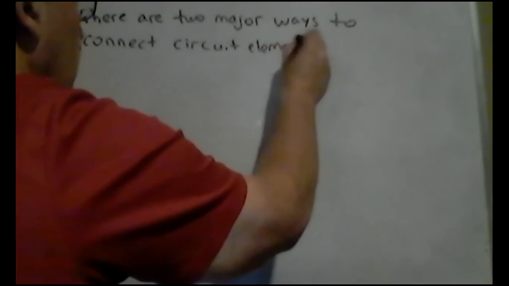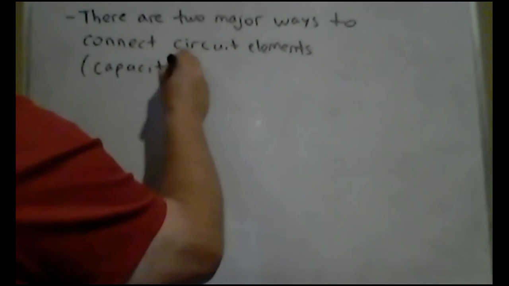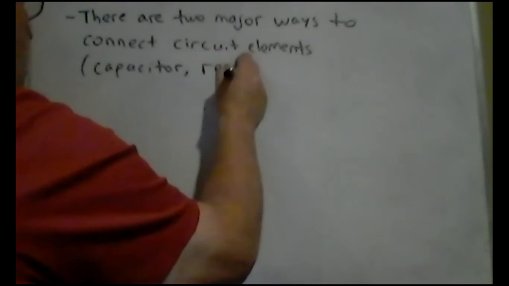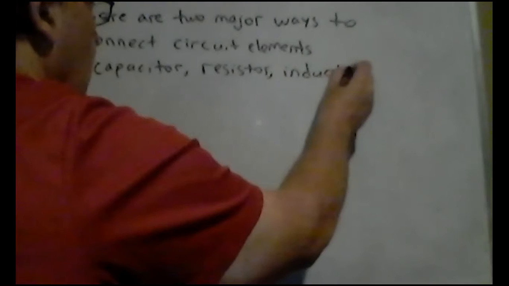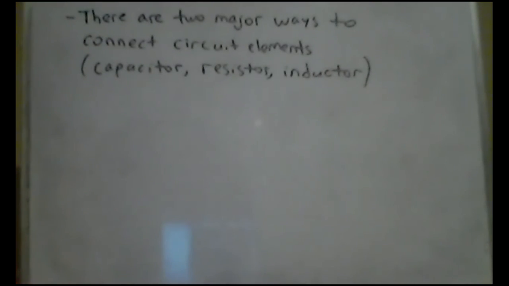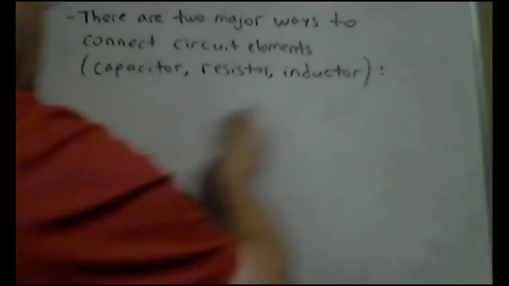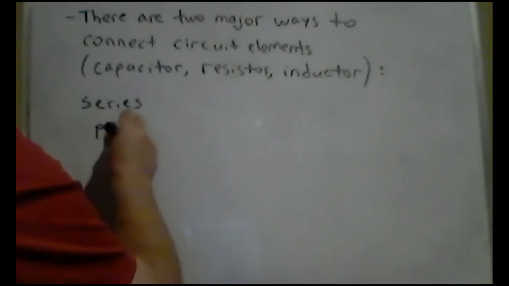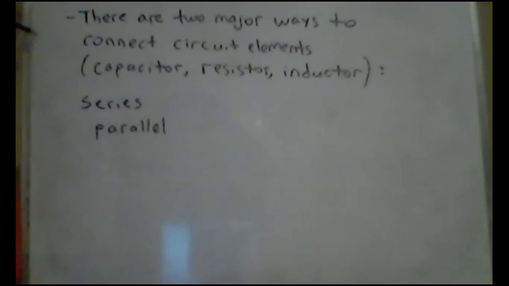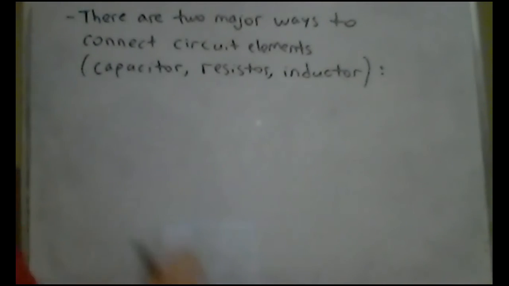In general, I call them circuit elements. They include the capacitor, resistor, and inductor, among others. We don't know what these other 2 are yet. All right. So there are 2 major ways to connect circuit elements. One way is a series connection, and the other one is a parallel connection. You can connect circuit elements either in series or in parallel.